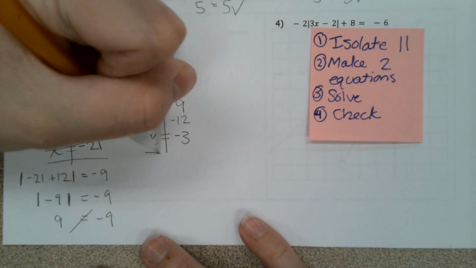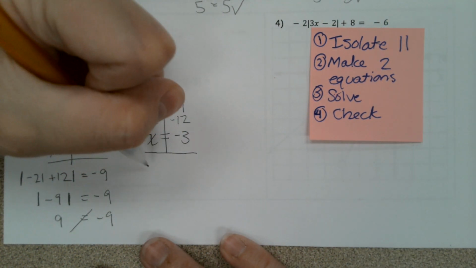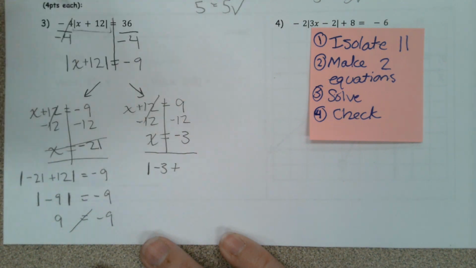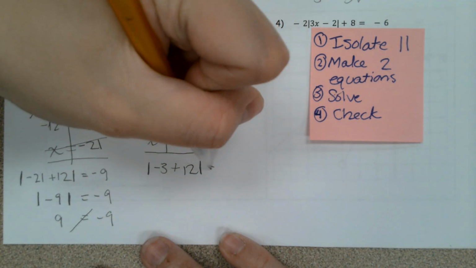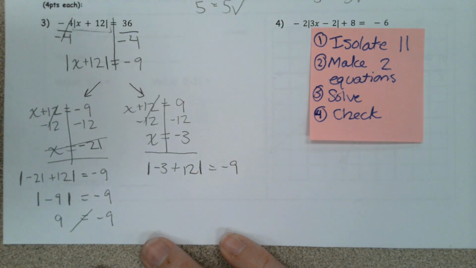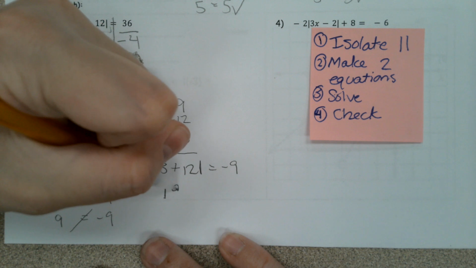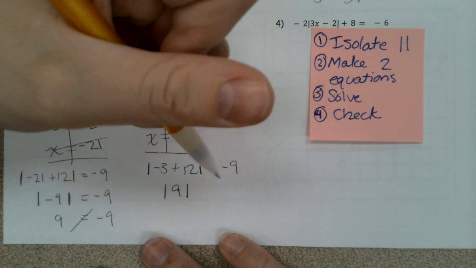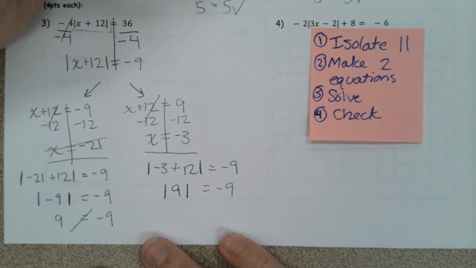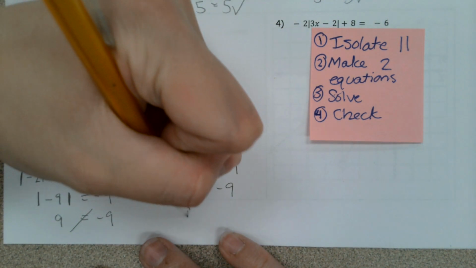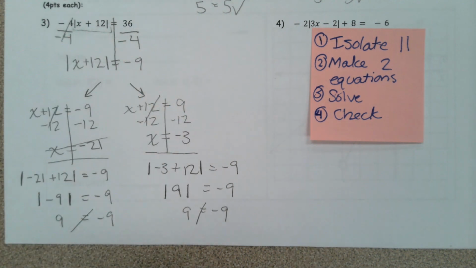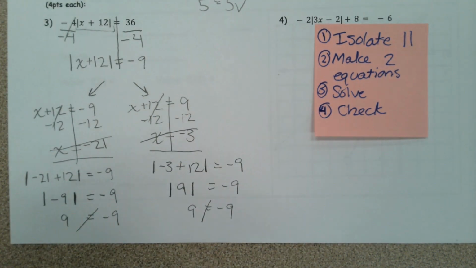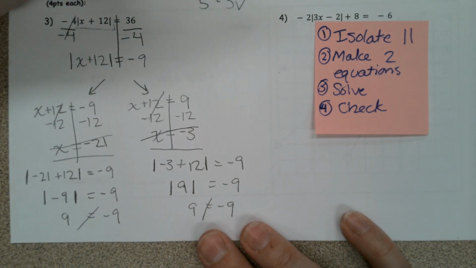Now let's repeat that for x equals negative 3. Negative 3 plus 12, absolute value, equals negative 9. Negative 3 plus 12 is positive 9, equals negative 9. Absolute value of 9 is still 9. And once again, you can see that these are not equal. So x equals negative 3 also doesn't work. This means we have a no solution problem.